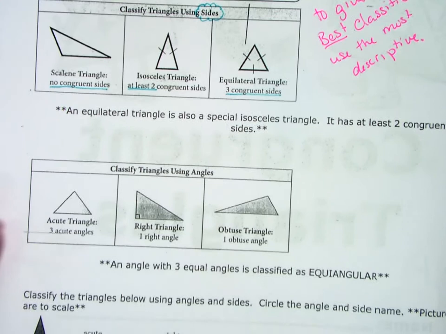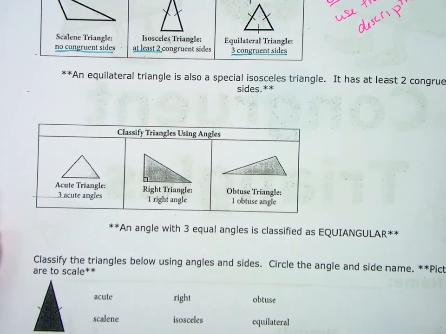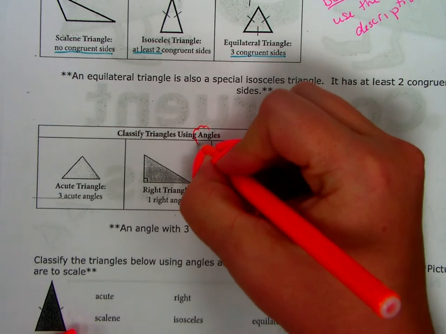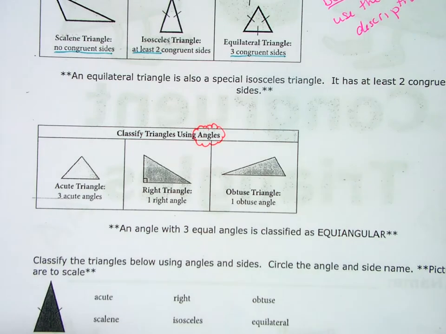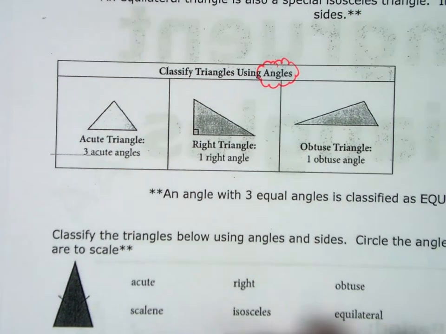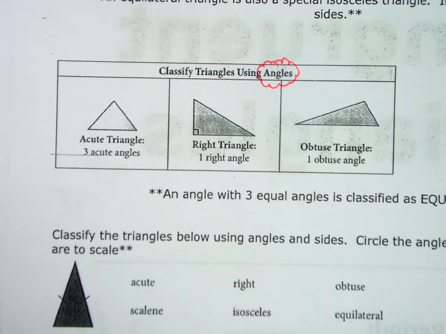Let's talk about angles. When we classify triangles by using angles, that's my second table. Classify triangles with angles. So we have acute, right, and obtuse. We added on straight to our angle measurements, right? There's acute angles, there's right angles, there's obtuse angles, there's straight angles, and then there's reflex angles. But we don't have straight triangles, that wouldn't work out, and we don't have reflex triangles. We just have acute, right, and obtuse.